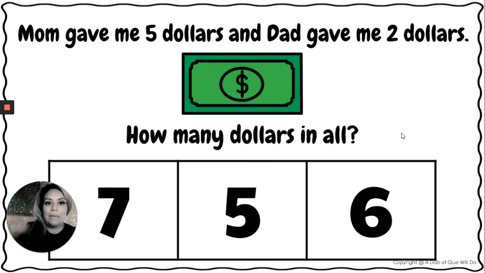All right, Mom gave me $5 and Dad gave me $2. How many dollars in all? That's right, 7. You can count the fast way. 5, 6, 7. Let's say the number sentence starting with 5. 5 plus 2 equals 7. Write it.